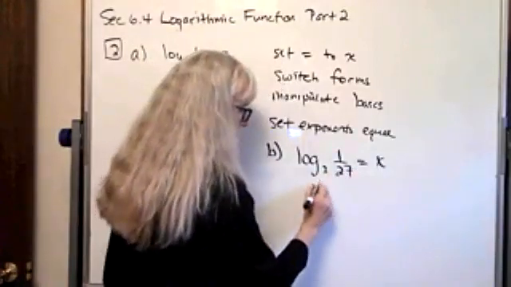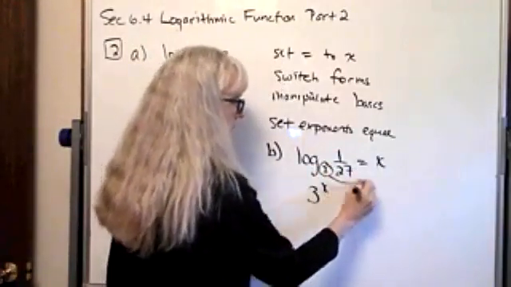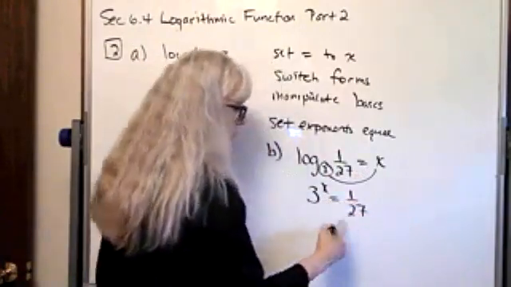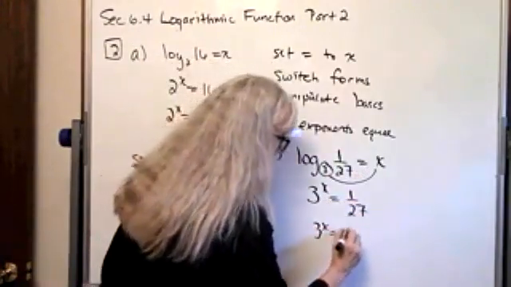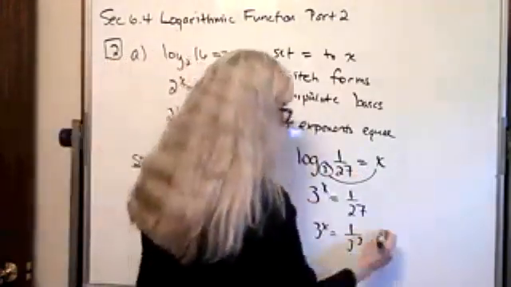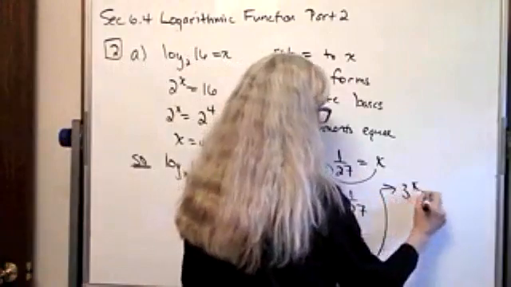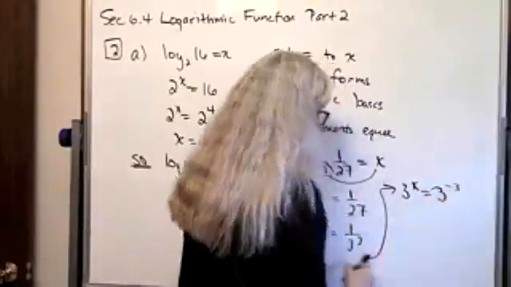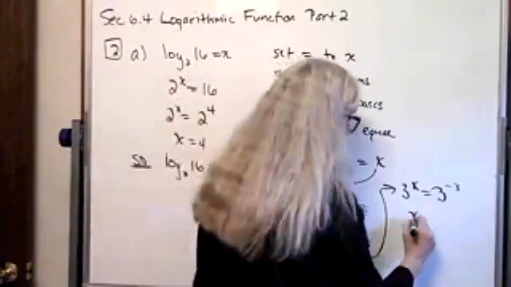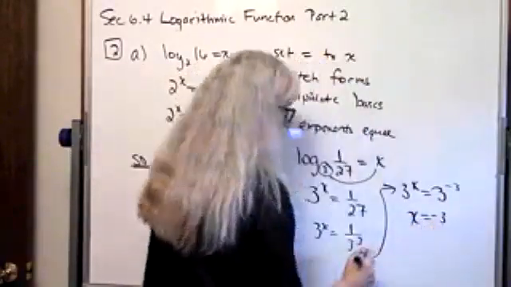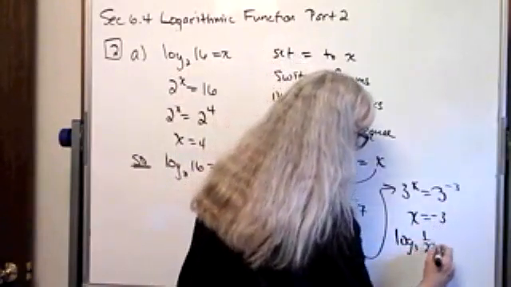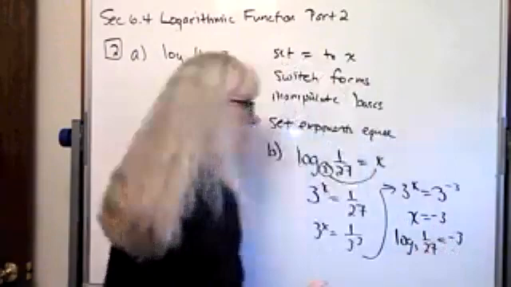So I now have 3 to the x, that's this base raised to that power, is equal to 1 over 27. Well, we know that 27 is 3 to the 3rd, and now I need to bring it up. So that would be 3 to the x is equal to 3 to the negative 3rd. That's moving the 3 to the numerator by making the exponent negative. So we know that x is equal to negative 3. So what we're really saying is log base 3 of 1 over 27 is equal to negative 3.